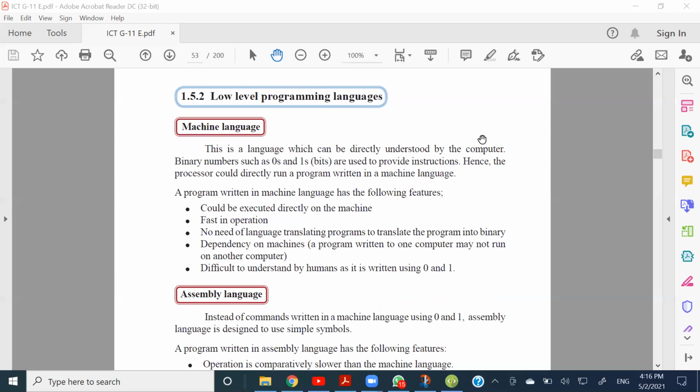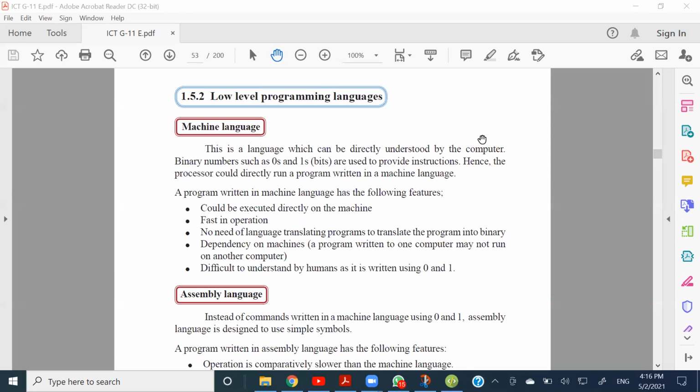Fast in operation. Why is it fast? The program is written in machine language, so you save the time which would be taken for conversion or translation. So it says fast in operation. As soon as you input it to the machine, it can be executed from that very moment. Right? And no need of language translators, right?